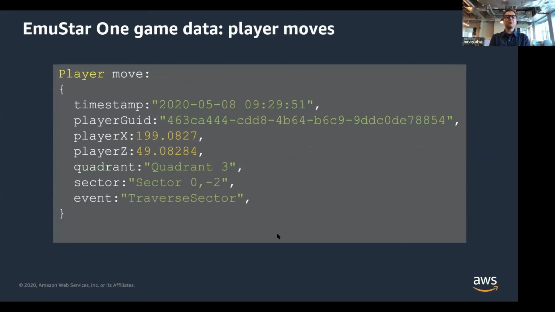And finally, we have the player moves. The player moves in this case include the X and Z coordinates, the timestamp and the player GUID, of course. But we also have three properties. One is the quadrant, as you saw in the video clip that I shared. The game is divided into quadrants and sectors and subsectors, and the events can be a user traversing from one place to another, or foraging or dodging, or other events that the game allowed.